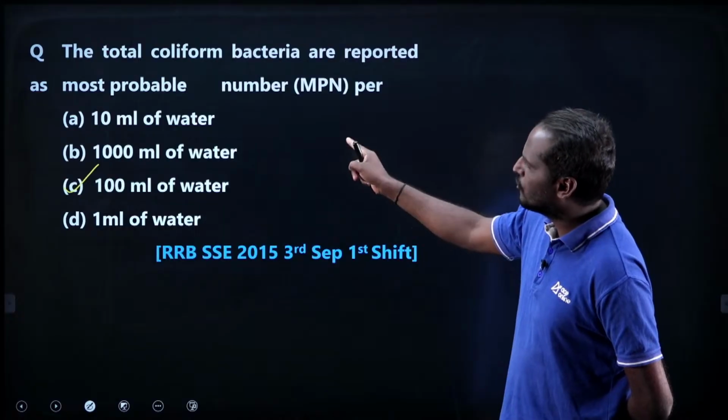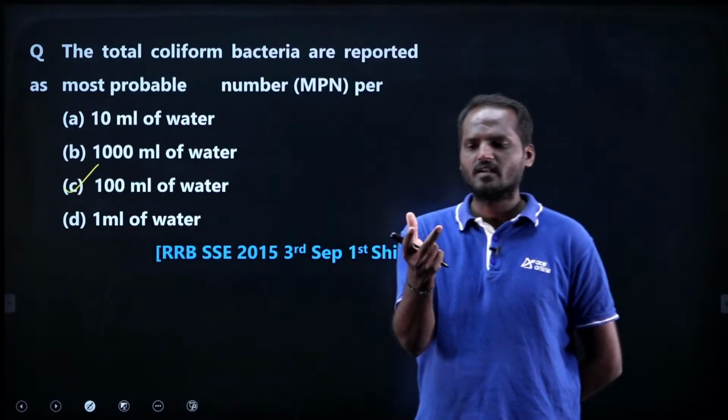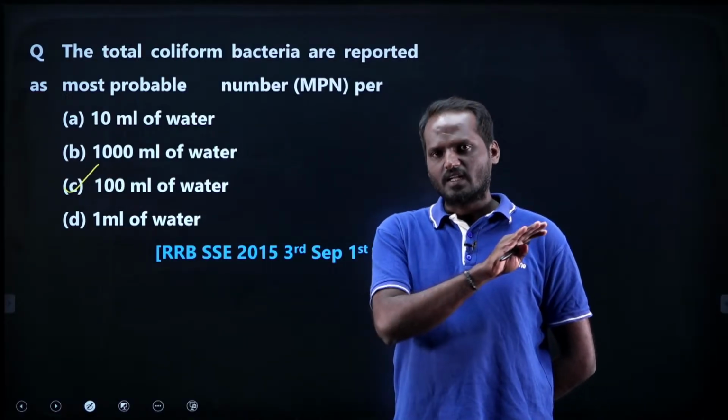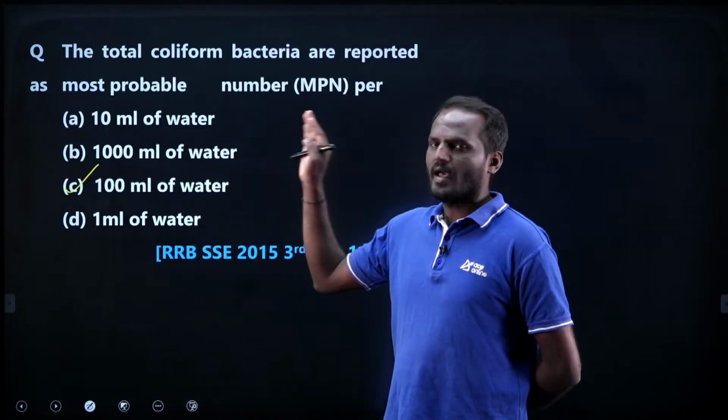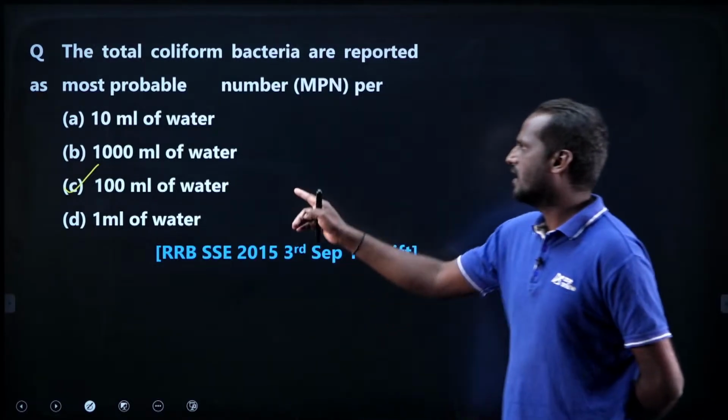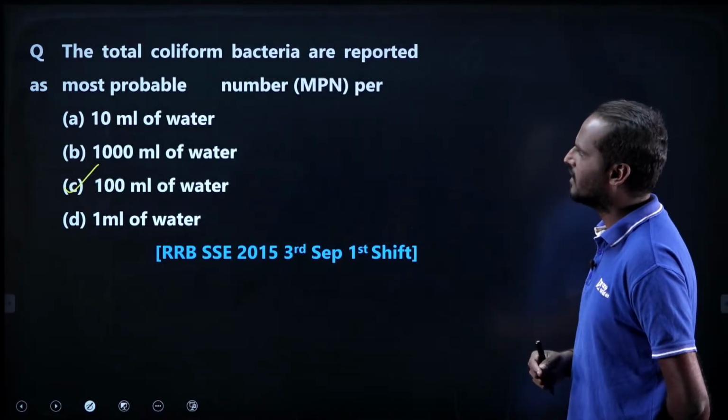MPN is 0 per 100 ml. If you take 100 ml of water sample, it cannot have any detectable bacterial load, right? That is what is given, 100 ml we need to take, that is the standard.